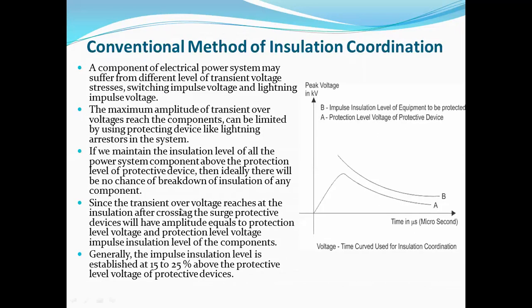Then the next point is the conventional method of insulation coordination. Okay. So this is the second method of insulation coordination. First, we have seen the shield wire or earth wire protection. Then second is the conventional method of insulation coordination. So in this conventional method, what we are actually doing is providing the insulation for the lines or for the equipment.